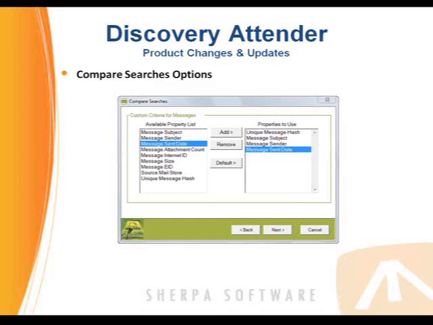We also have new options for comparing searches that allow you to compare one search to the other. The options allow you to select custom criteria to use with your messages, your attachments, and your files. So instead of having the default criteria already selected for you, this lets you choose what you consider a match between 2 different searches.